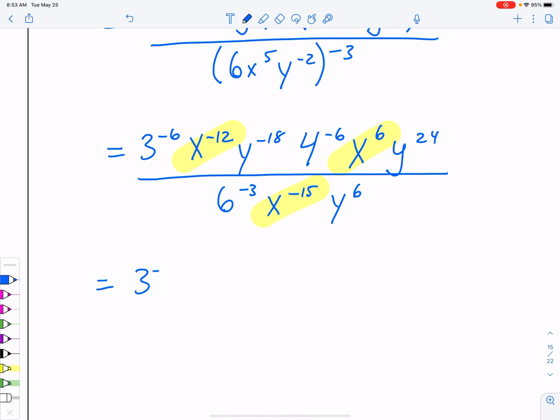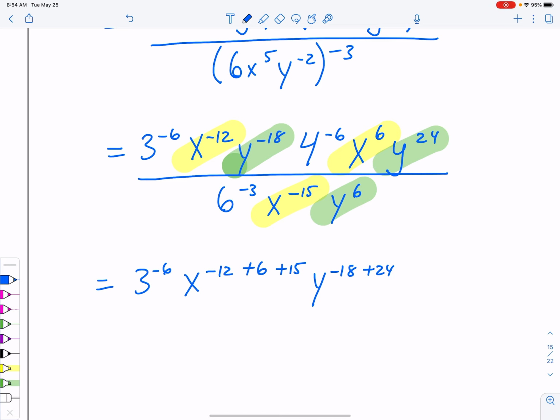So I'll write 3 to the negative 6, x to the negative 12, plus 6. Then this would be minus minus, so it becomes a plus. Our next is our y's. So we have y to the negative 18 plus 24 minus 6. And we have nothing to pair this 4 to the minus 6 with, so I'll just write it over here. And there's nothing to pair the 6 with, so I'll write on the bottom 6 to the minus 3.